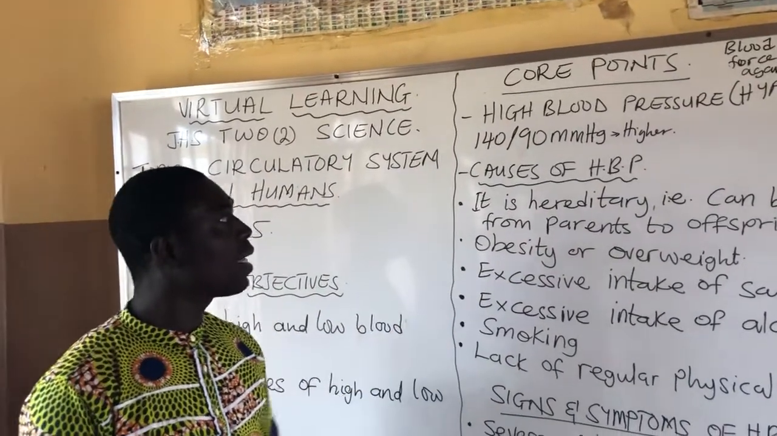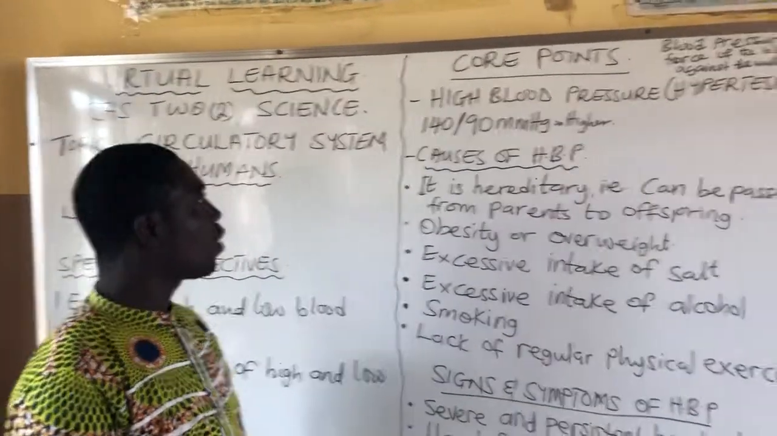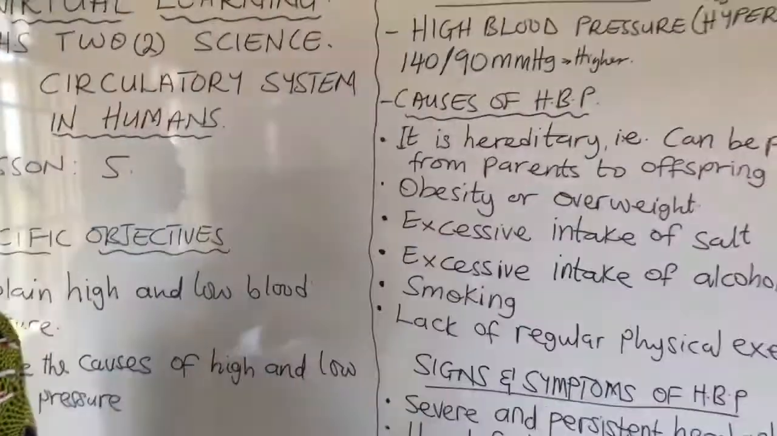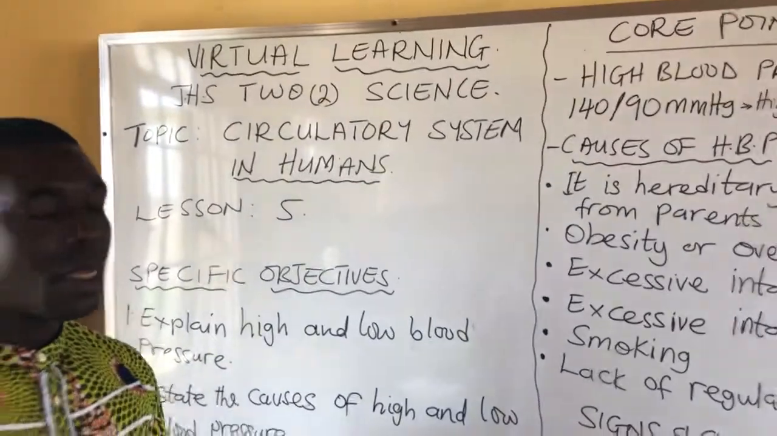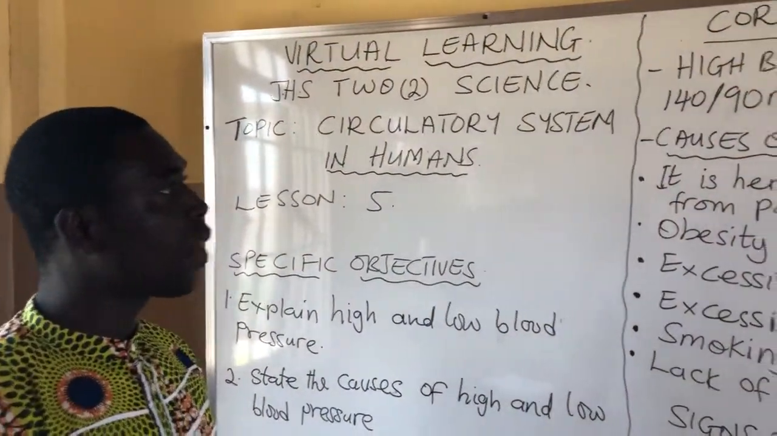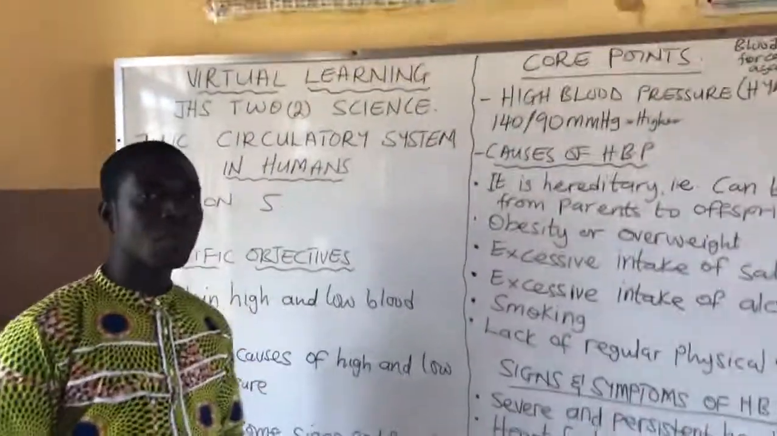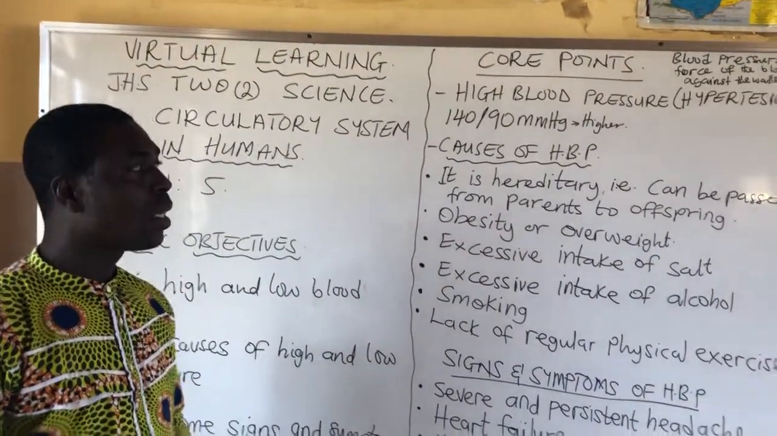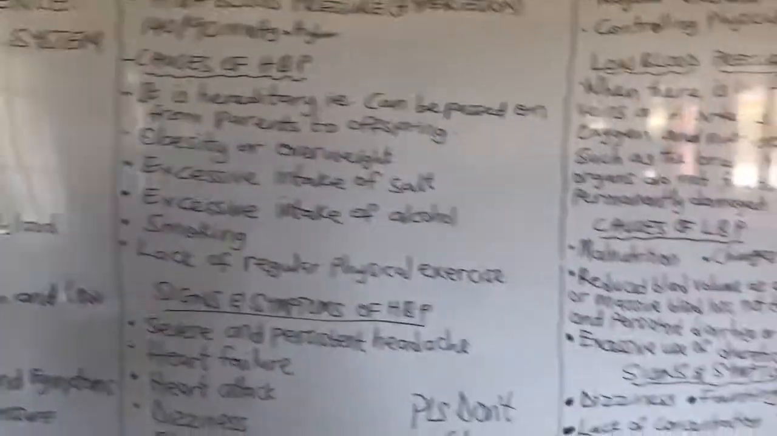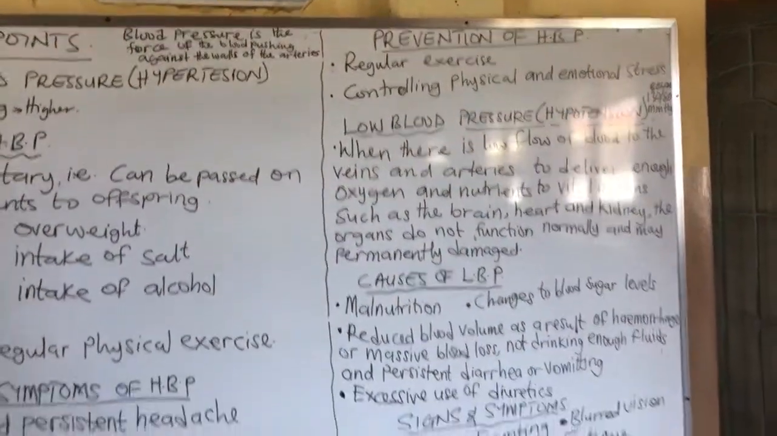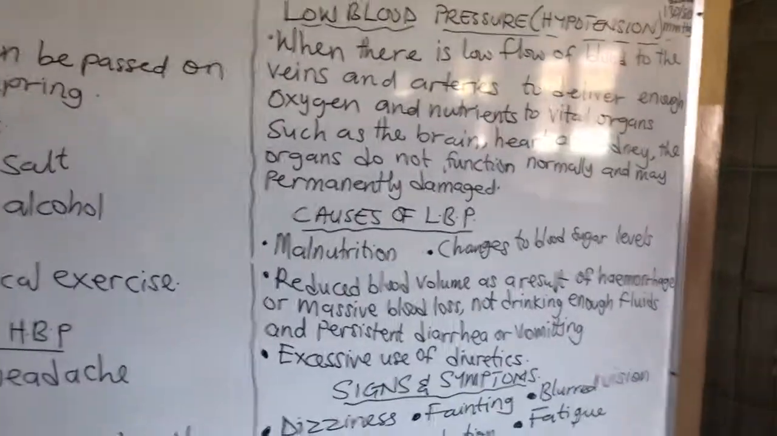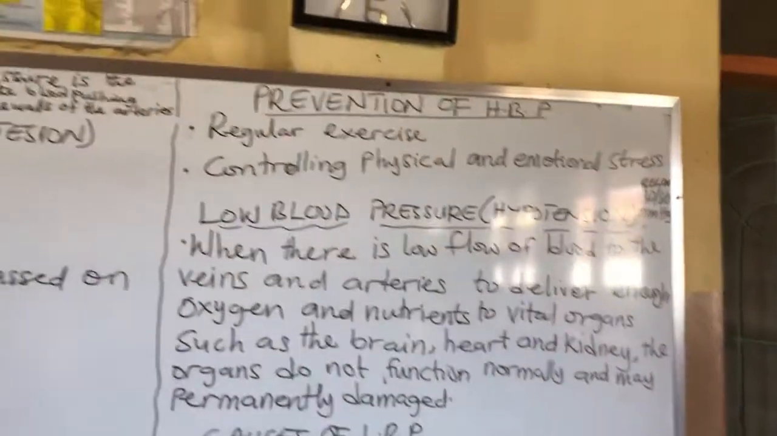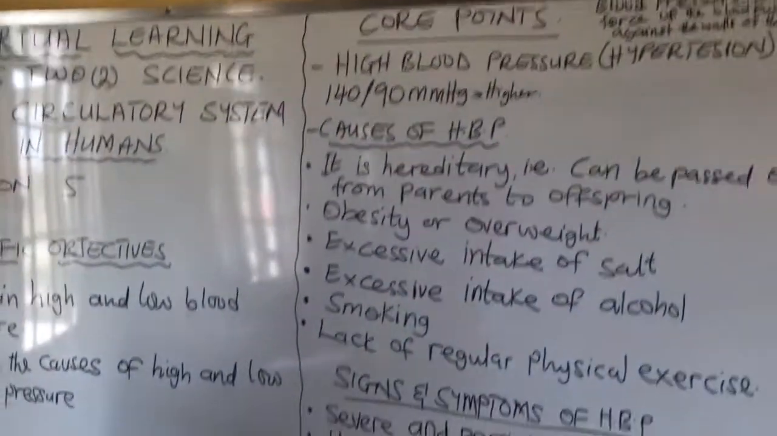And today we are looking at the following aspects. We are looking at the diseases of the circulatory system. And that is the high blood pressure, which we normally call BP. We are also looking at the low blood pressure as well. And we will be looking at the causes, the symptoms, or the signs of high and low blood pressure. So this is what we are looking at today.